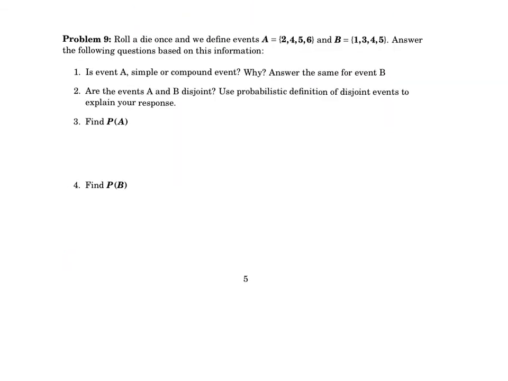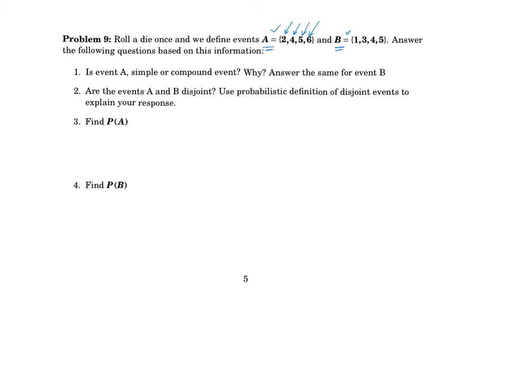Now let's go ahead and do this problem. What is going on here? You roll a die. Your possible outcomes are 1, 2, 3, 4, 5, or 6, right? And we define 2 events in this context. A is 2, 4, 5, and 6, and B is 1, 3, 4, and 5. Are these events simple or compound? Remember, an event is simple if it can happen in only one way. However, here event A can happen in multiple ways. If 2 shows up, then event A has happened. If 4 shows up, event A has happened. If 5 shows up, event A has happened. If 6 shows up, event A has happened. So this is really not a simple event. And similarly B.